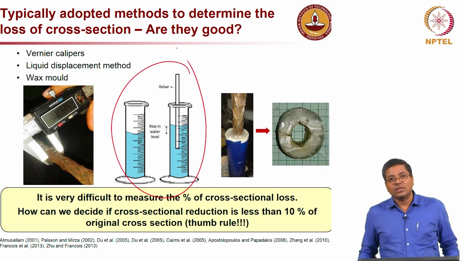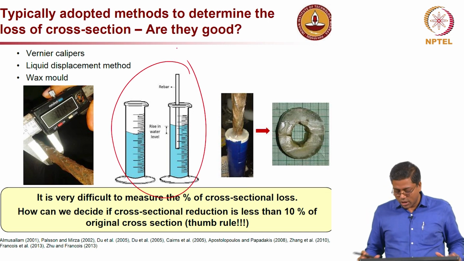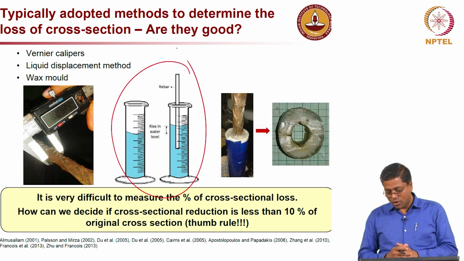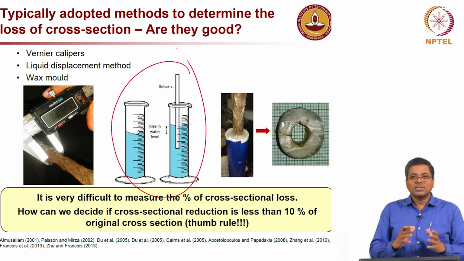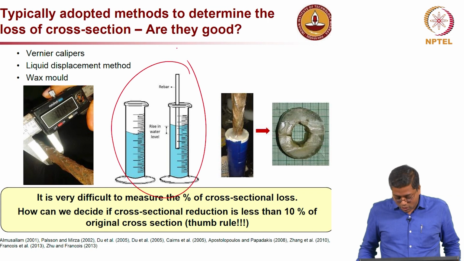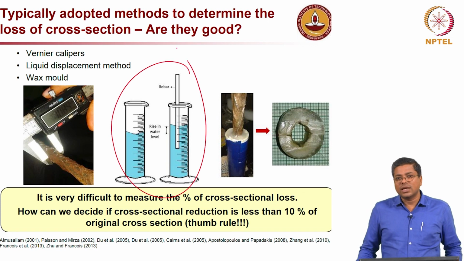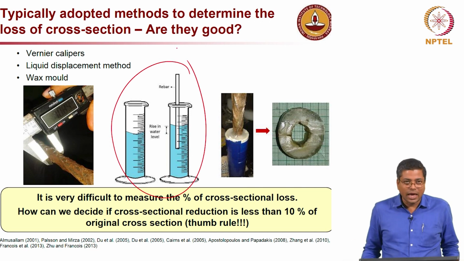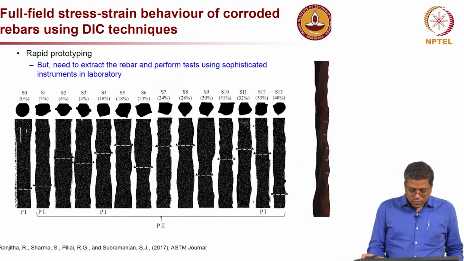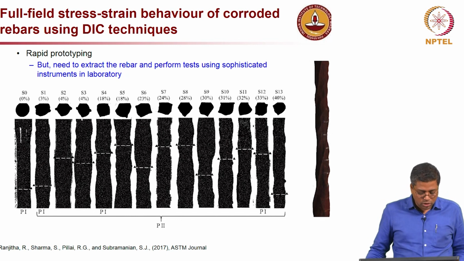Then we also tried wax molding, making a mold out of wax and then trying to get some idea of how the cross section varies along the length of a rebar. But these are all very difficult tests to do, and they do not really give sufficient accuracy in the readings, so it does not really help at the end in estimating how much cross section loss there is.